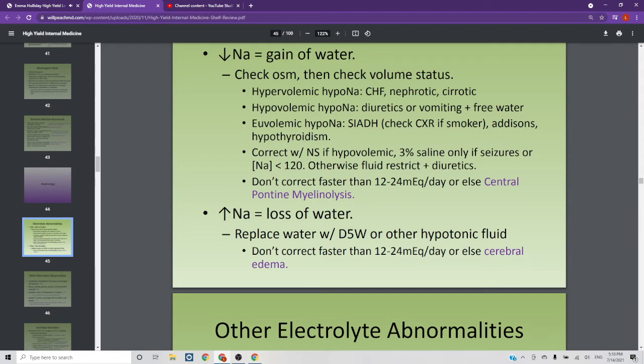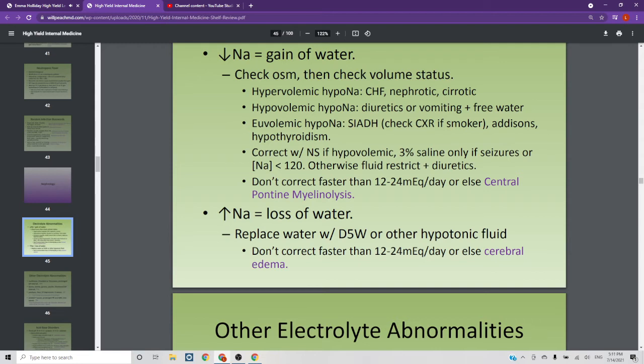Central pontine myelinolysis. So the magic number, you don't want to treat more than 12 to 24 milliequivalents per day. So that's like 0.5 to 1 per hour. And then hypernatremia, conversely, is due to a loss of water, and we treat it by replacing water. So that's about it. Again, we don't want to go too fast here because we can see cerebral edema as the adverse effect of that. So central pontine myelinolysis when you correct hyponatremia, cerebral edema when you correct hypernatremia too aggressively.